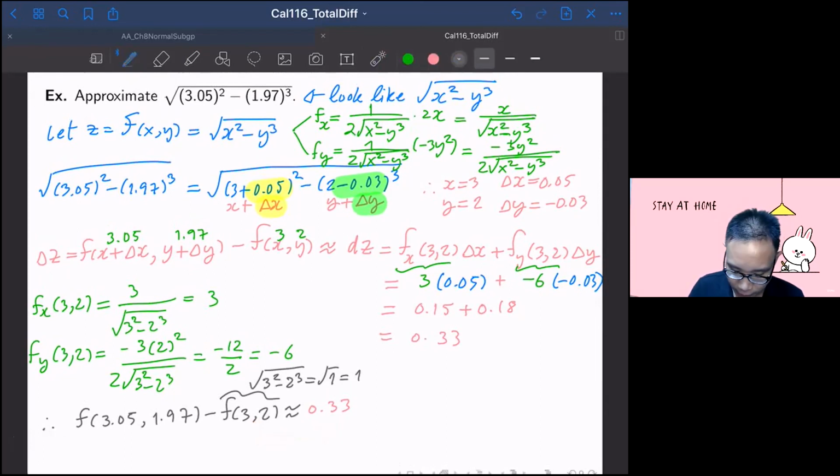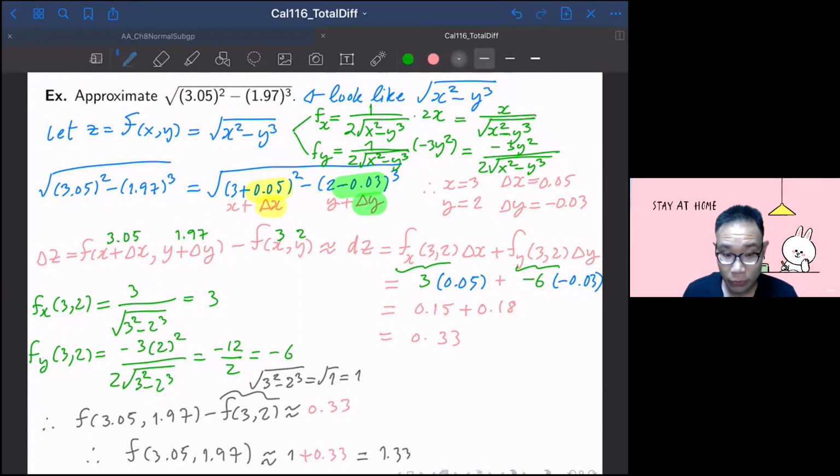So in this case, you're going to have f(3.05, 1.97) turns out to be about 1 plus 0.33. And the final answer will be 1.33 for this approximation. Okay, so this one will be the whole picture for this question.